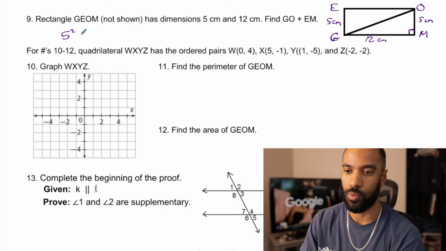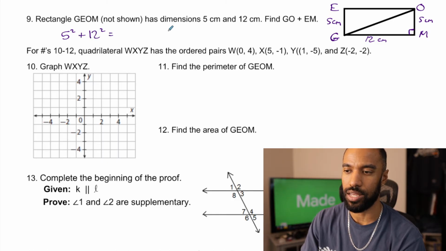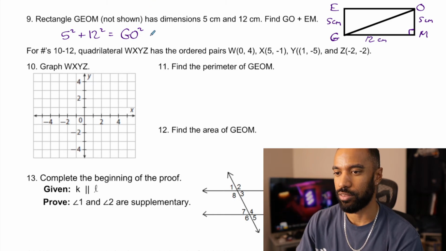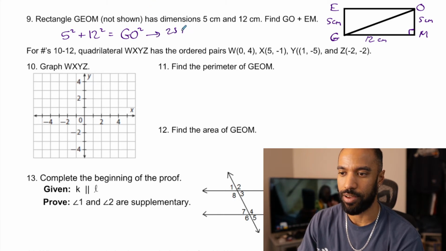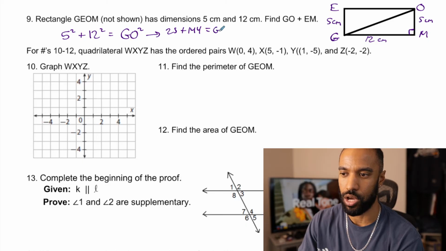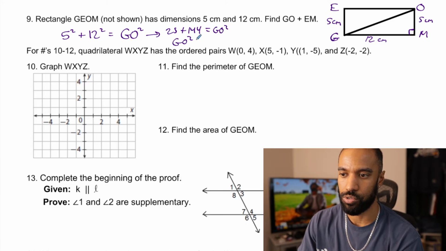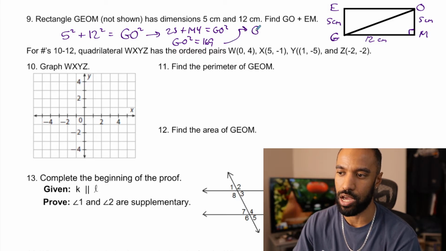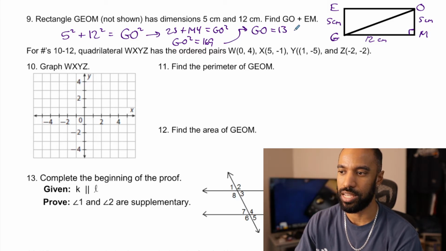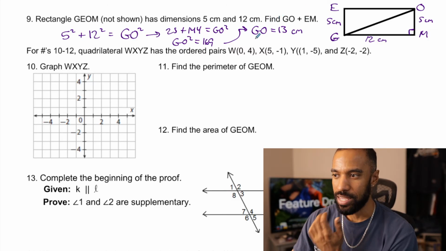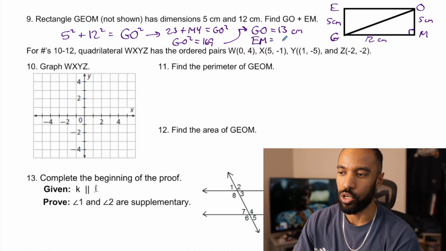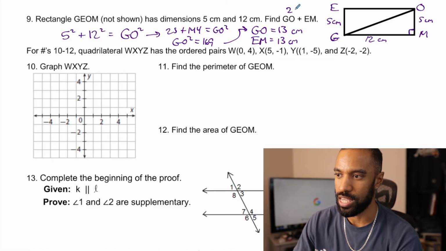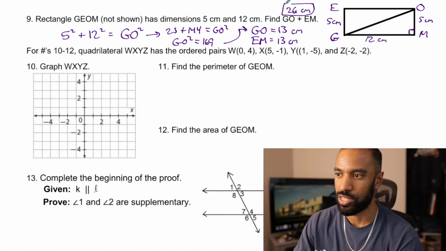I can do 5 squared plus 12 squared equals GO squared. Now it's going to be 13. 25 plus 144 is GO squared. GO squared equals 169. If you take the square root of both sides, you get GO equals 13 centimeters. Now, diagonals are congruent in a rectangle, so EM is also 13 centimeters. GO plus EM is 26 centimeters. There's your answer.